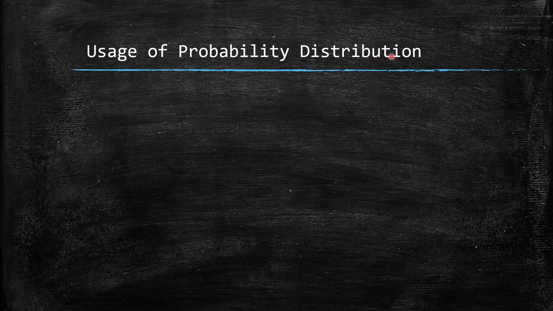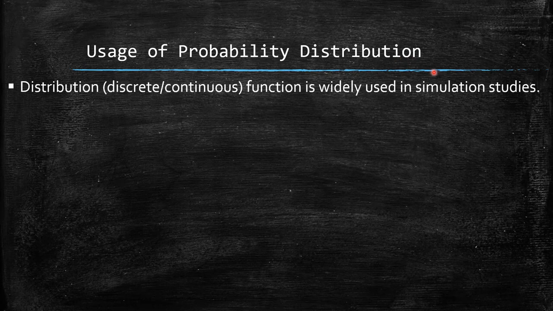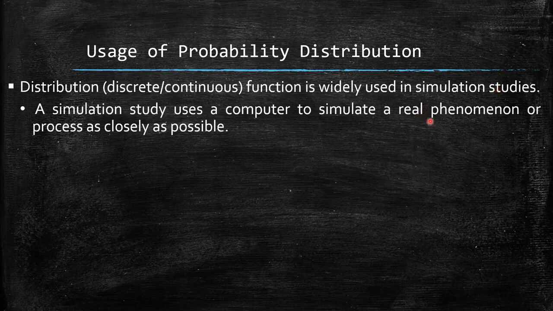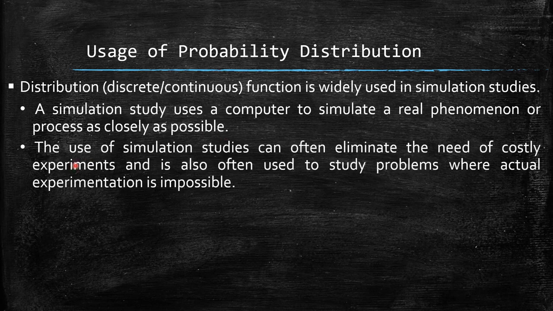Before taking up the probability distributions, let us know the usage of probability distributions. The distribution functions, both discrete and continuous, are widely used in simulation studies. Now, what are simulation studies? A simulation study uses a computer to simulate a real phenomenon or process as closely as possible. This often eliminates the need for costly experiments and is often used to study problems where actual experimentation is impossible.